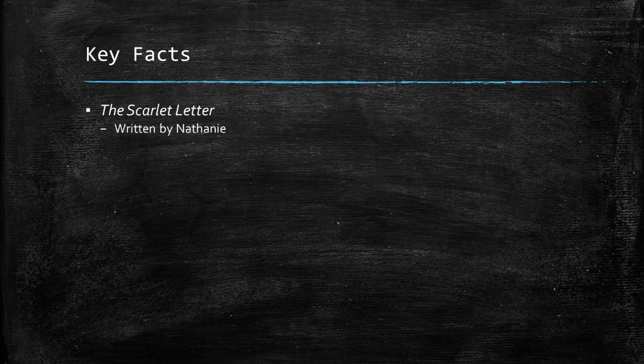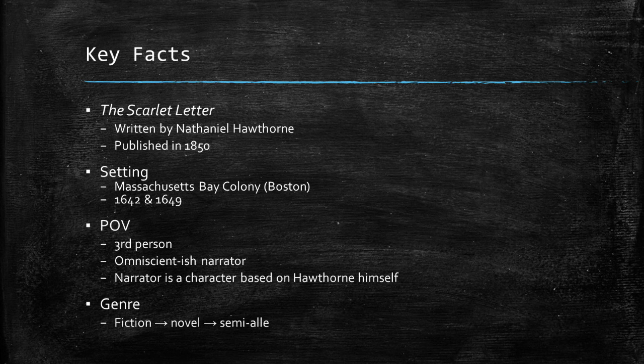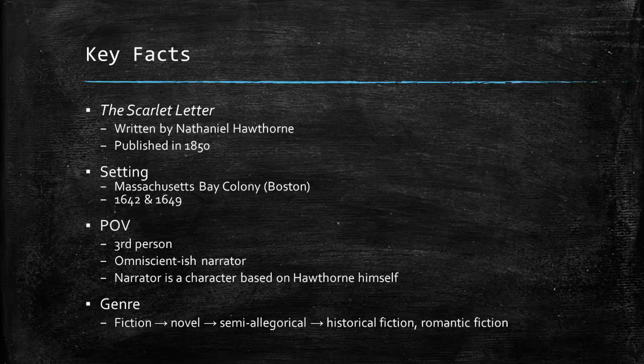Some key facts about the novel. Full title is The Scarlet Letter, written by Nathaniel Hawthorne, published in 1850. It's set in the Massachusetts Bay Colony in Boston in the years 1642 and 1649. There's a 7-year gap in between chapters 4 and 5, or 5 and 6, if I recall. The point of view, it's told from the third person.